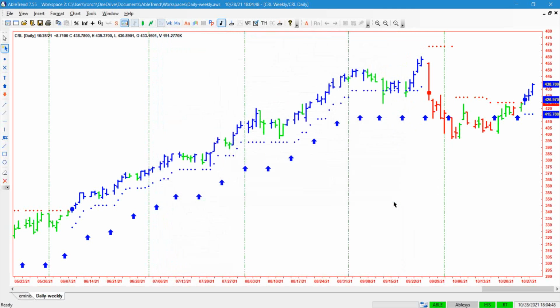So what does that come down to? It comes down to this: we only use AbleTrend TS on every time frame. It's much simpler that way. So keep it simple, AbleTrend TS on every time frame.